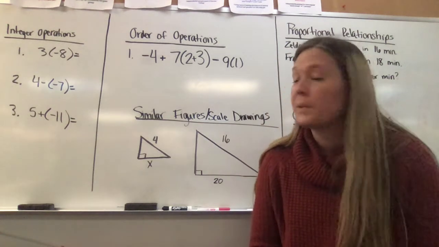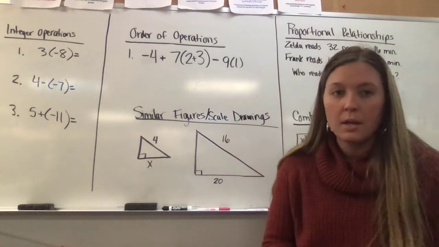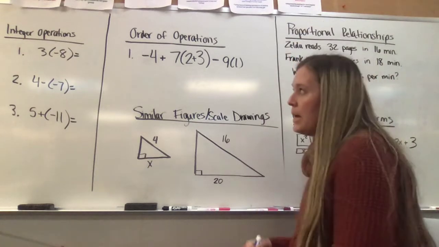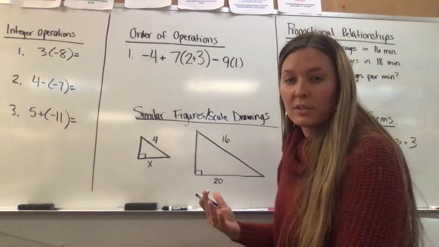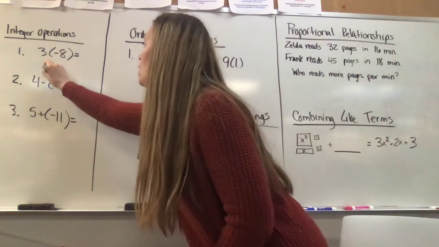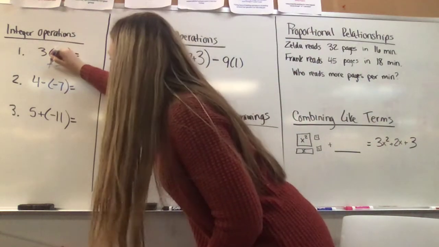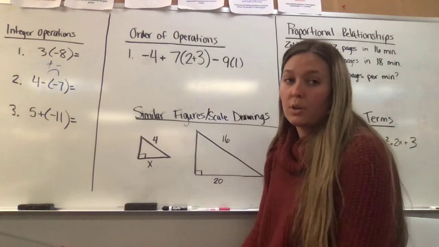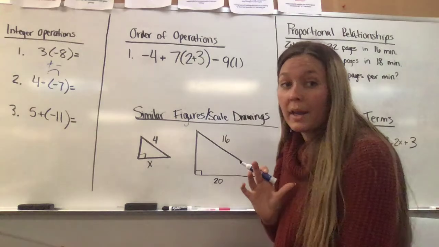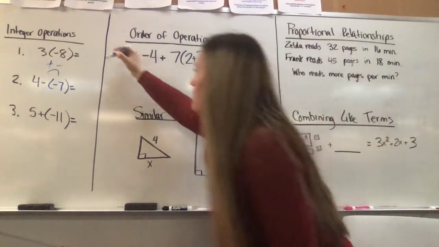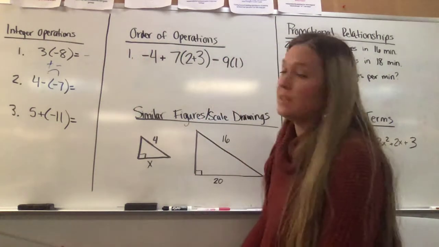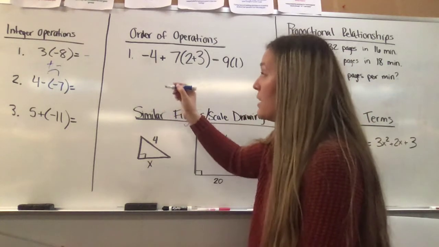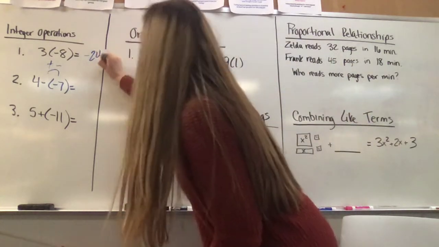So the first one is a multiplication problem, and it's 3 groups of -8, or 3 times -8. Remember on this, we have our smiley face trick. So if the eyes don't match, it's a sad face, right? So ours don't match, so we know our answer is going to be negative. And then you just take 3 times 8, which is 24. So 3 times -8 is -24.